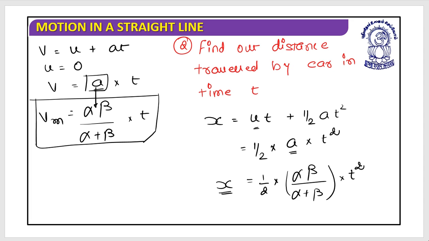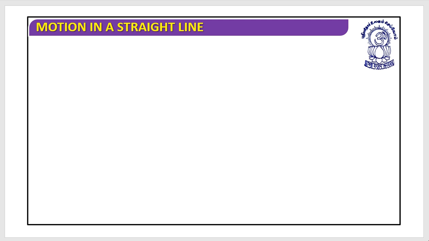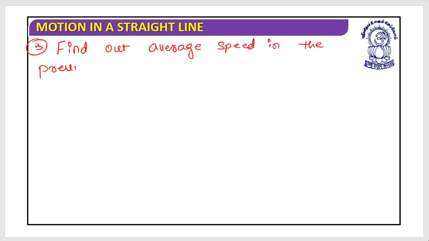Shall I add one more thing to this? May I? Okay, let's look at this. This is the third question in the same segment. If they ask to find out the average speed in the previous question, you need to find out the average speed.